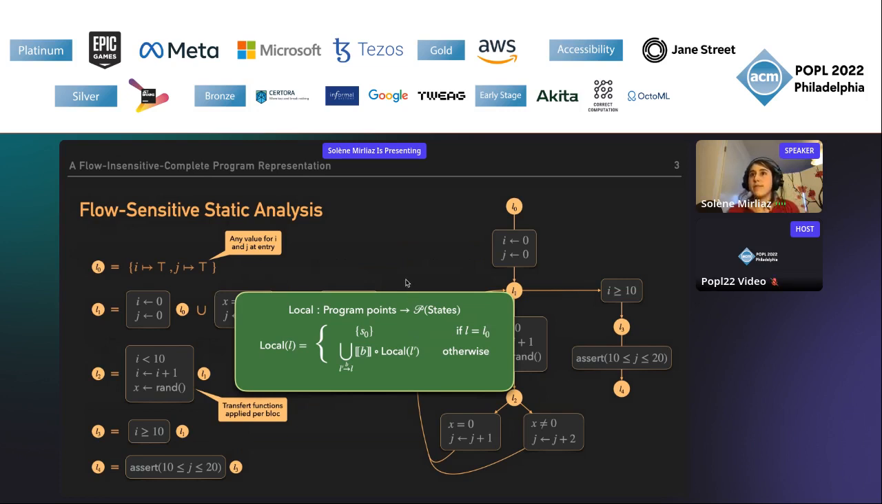So, I was saying that my local invariant is a function from program point to a set of states, such that for the entry point, I will consider my initial state as 0, with i and j having any value. And for the other program points, I will look at the predecessors and apply the block. And if I've got several predecessors, I make a join.